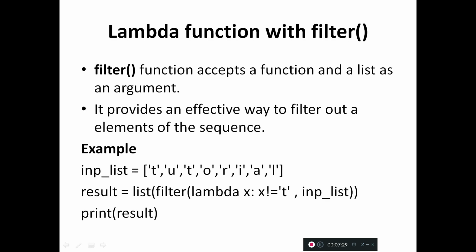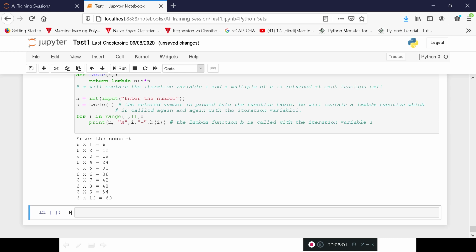Use lambda function with filter. The Python built-in filter function accepts a function and a list as arguments. It provides an effective way to filter out elements of a sequence. It returns a new sequence in which the function evaluates to true. Let's check out the example.